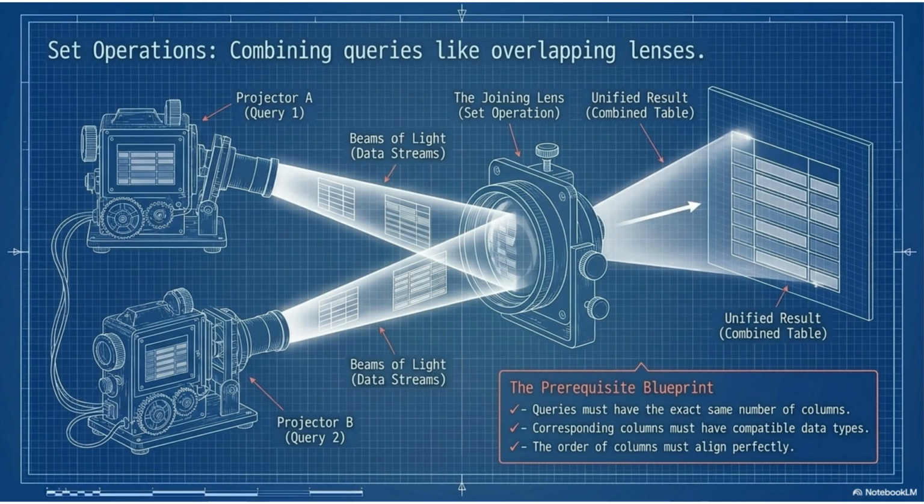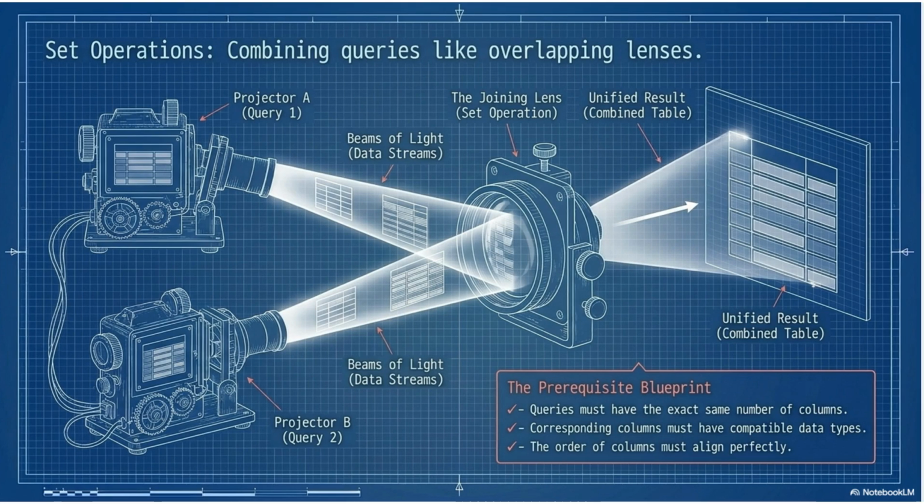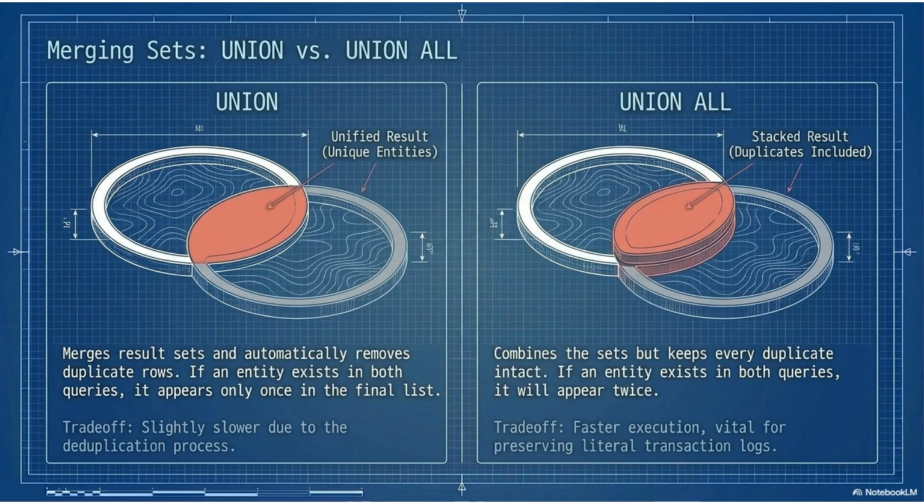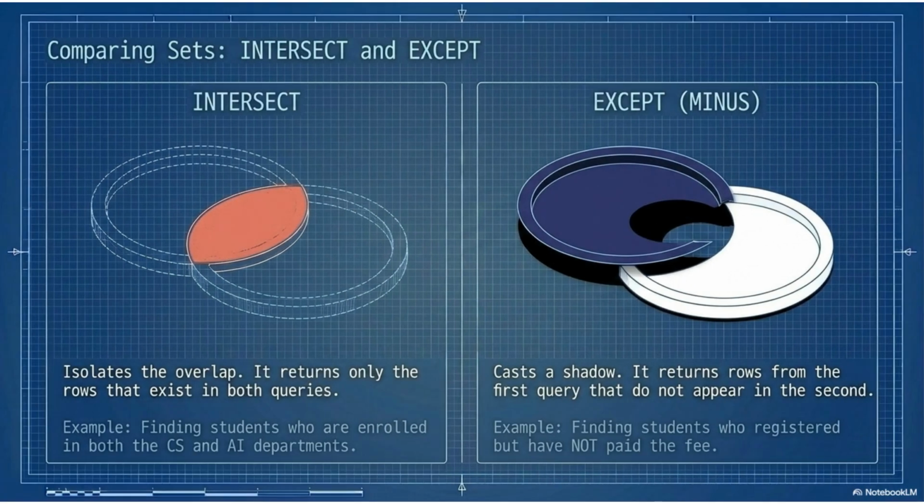Set operations allow us to combine queries. For this to work, your data streams must align perfectly, with the same number of columns, compatible types, and matching order. When merging sets, choosing between union and union all matters. Union removes duplicates, which is thorough but slower, while union ALL keeps all records, offering faster execution for logs. For specific comparisons, use intersect to isolate overlapping rows, or except to find records that exist in your first query but not in the second.